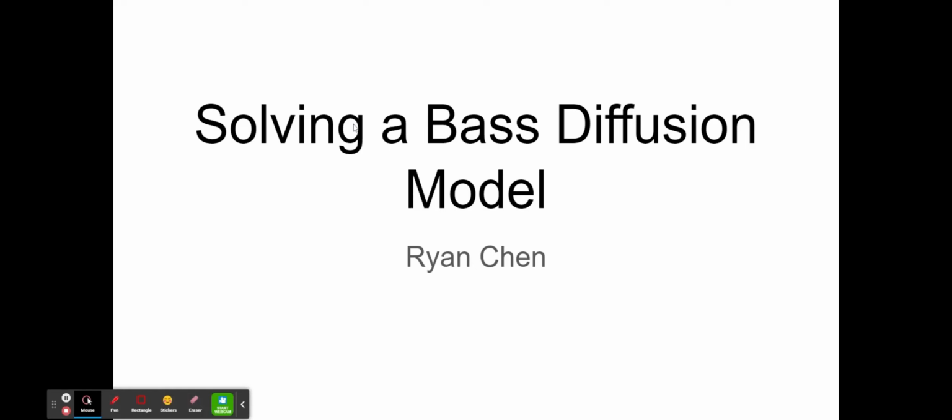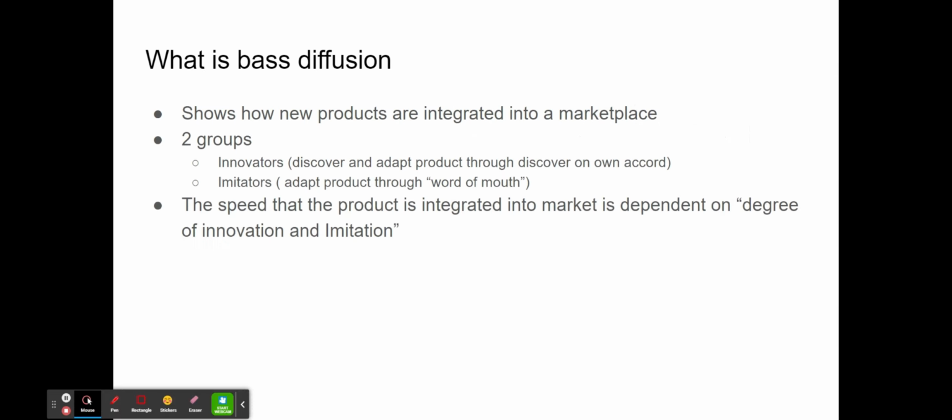All right, so this is my math final. This is solving a Bass diffusion model, and basically, Bass diffusion is a financial model that can show how a new product can be integrated into a marketplace, say like the new release of the iPhone 16 or something.